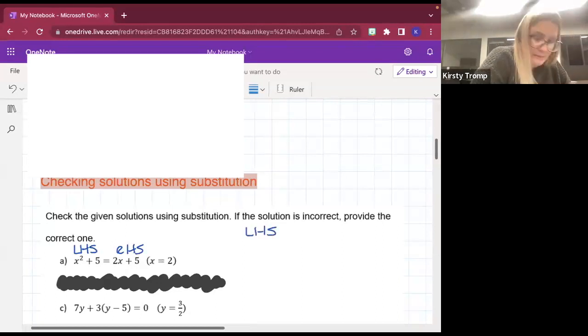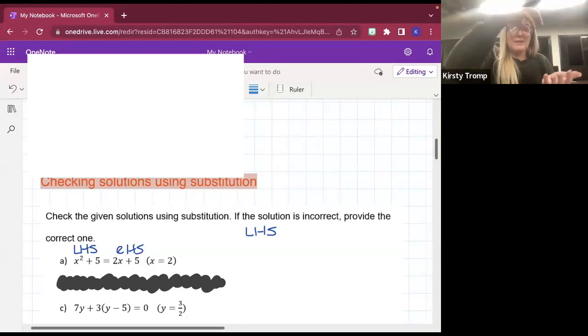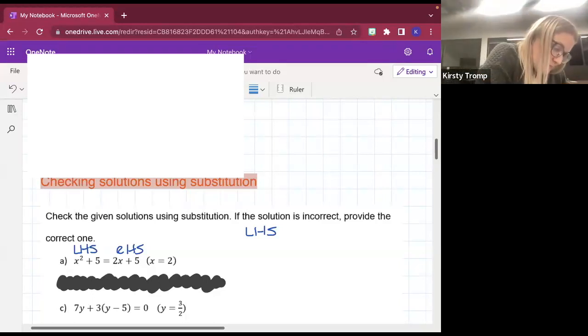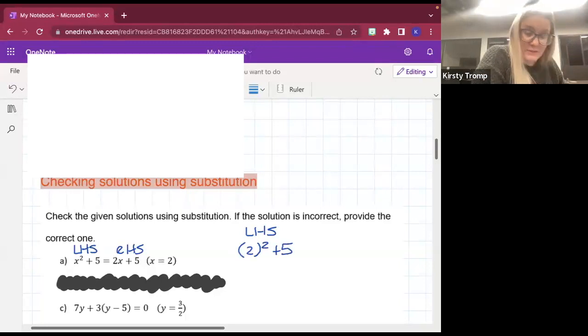So we're going to start by doing the left-hand side of the sum. On the left-hand side, it says x squared plus 5 is equal to 2x plus 5, and in brackets, they've told us x is equal to 2. So in other words, we're going to use substitution here. Remember, what does substitution mean? We're taking the x out of the sum, and whenever we saw x, we're going to put 2 into the sum. So I'm going to have open brackets, 2 squared plus 5. So that's my left-hand side of the sum.